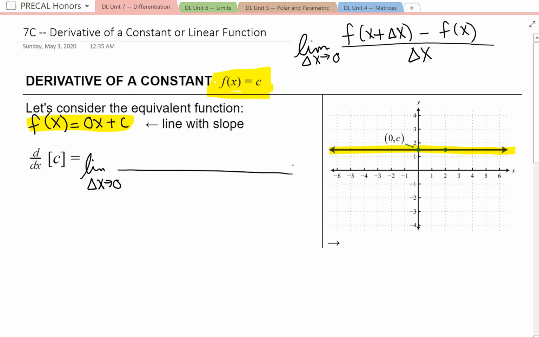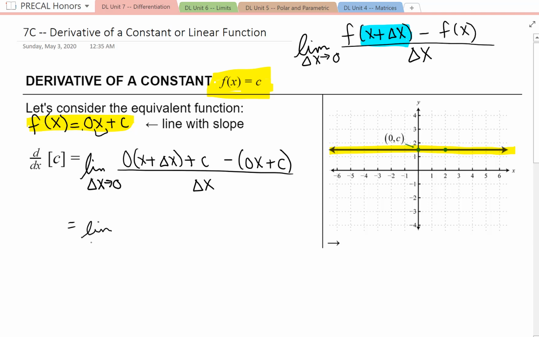All right, let's plug it into the limit definition to figure out how to find the derivative of a constant. We're going to plug in x plus delta x anytime we see the input of x. I see it right here. So 0 times x plus delta x plus c, minus our original function, minus 0x plus c, all over delta x.